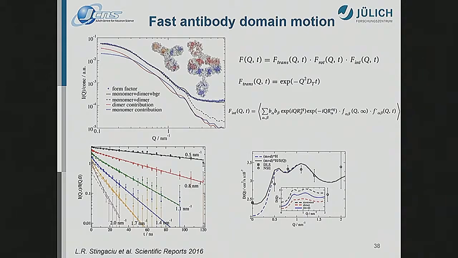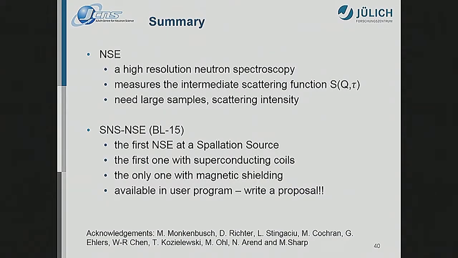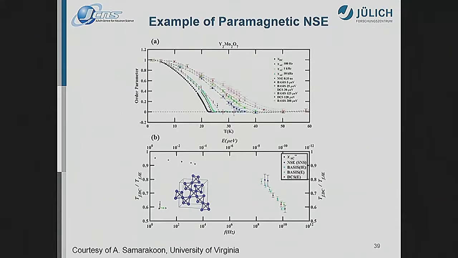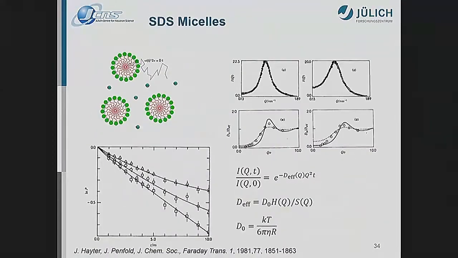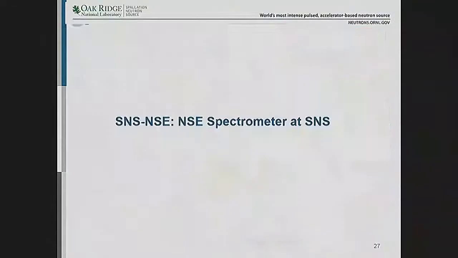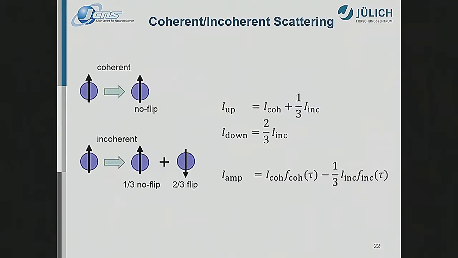The best way would be to refer you to Squires' book, because he works it out. These are the statistical weights. I assume you had this explained during one of your lectures, but in a nutshell, if it's a coherent scatterer, like deuterium, predominantly coherent, whenever the neutron spin before the scattering and after scattering is the same, that means no spin flip. But if it's an incoherent scatterer, you have a one-third chance of non-spin flip, and a two-thirds chance of spin flip.